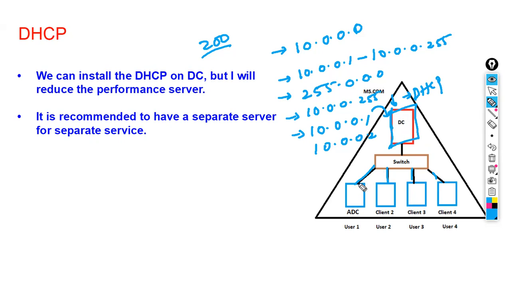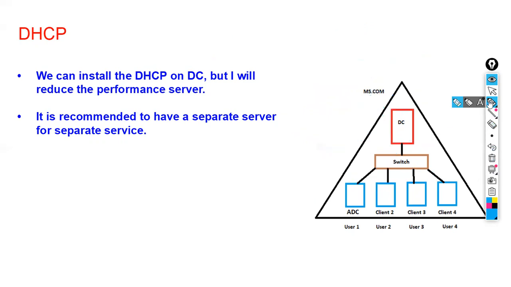So when any device connects to the network, this DHCP server will provide the IP address automatically and immediately. Then the second PC will connect to the network. Again, this DHCP server will provide the IP address to the clients automatically or dynamically, immediately. Okay, guys. So this is the use of DHCP server.